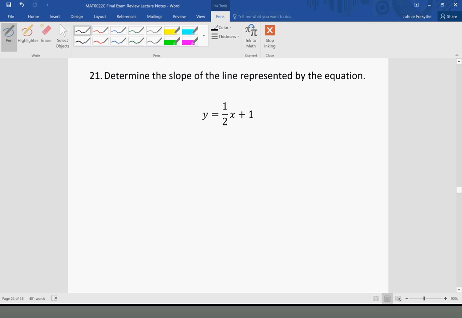21. Determine the slope. So now you're finding the slope a ton of different ways. The previous question, we found the slope so far 2 different ways. One way is that we were just given 2 points on the line and we used the slope formula. The last way, we were given a graph.